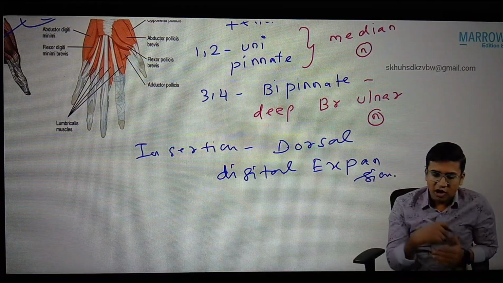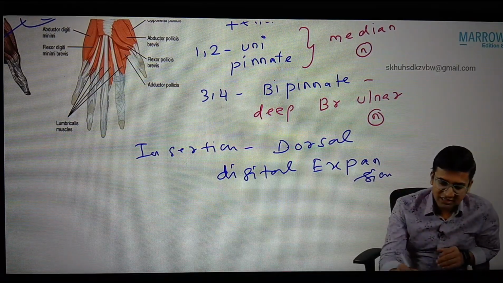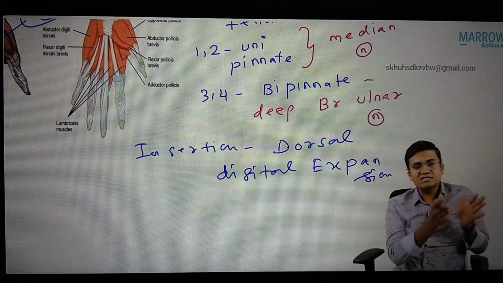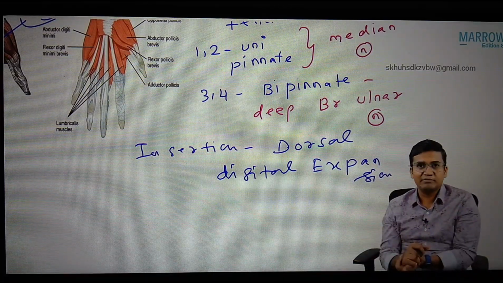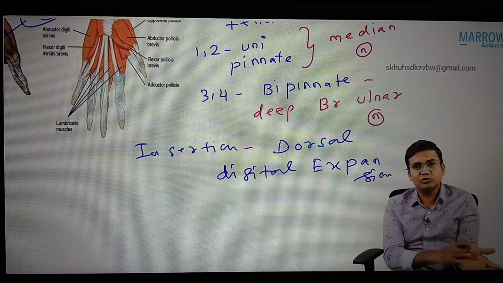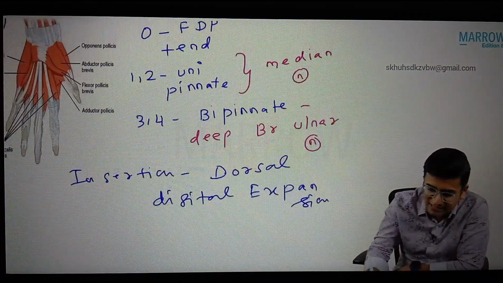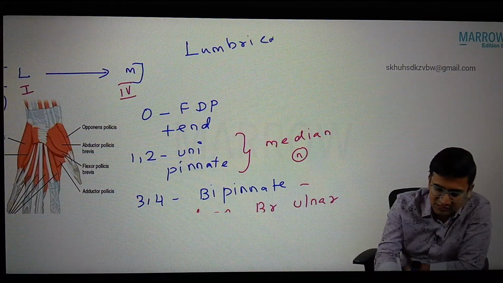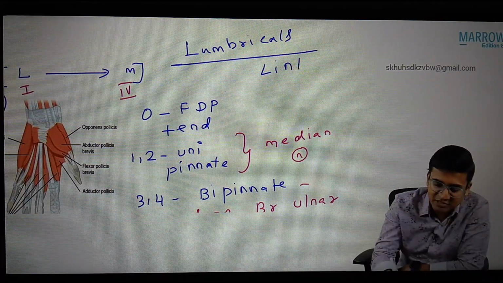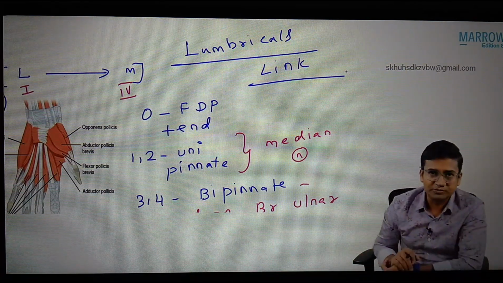Very good. So, origin from FDP tendon, insertion to dorsal digital expansion. Origin from the flexor compartment, insertion to extensor compartment. So, it is linking the flexor group to the extensor group. That is why we call the lumbricals the link muscle. It is connecting the flexor group to the extensor group.